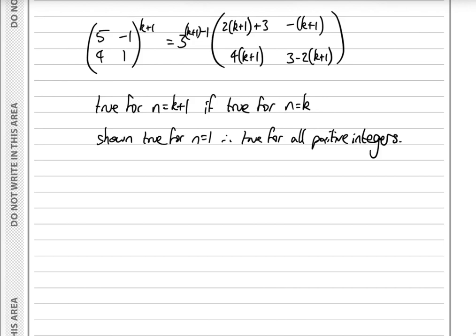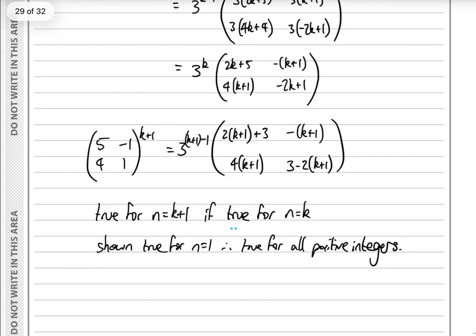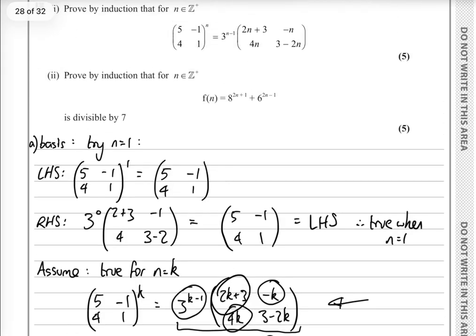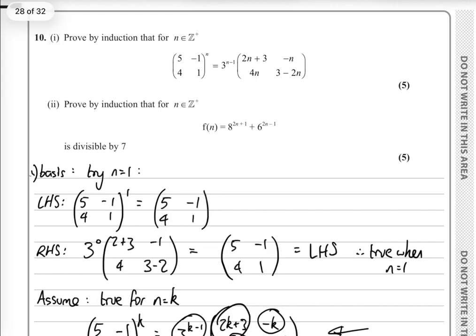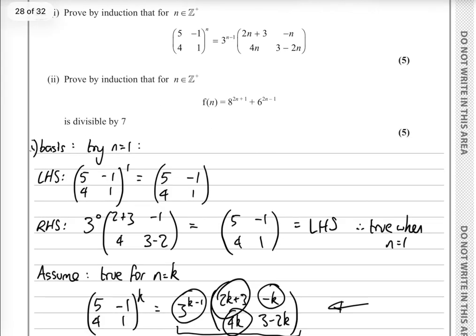And yes, you need that concluding statement there for the final mark in the exam. So that is a big part A, but that's part A finished, 5 marks. Part II: prove by induction that for n any positive integer, this is divisible by 7. Okay, same idea, proof by induction, but completely different question. All of this first part is altogether separate.